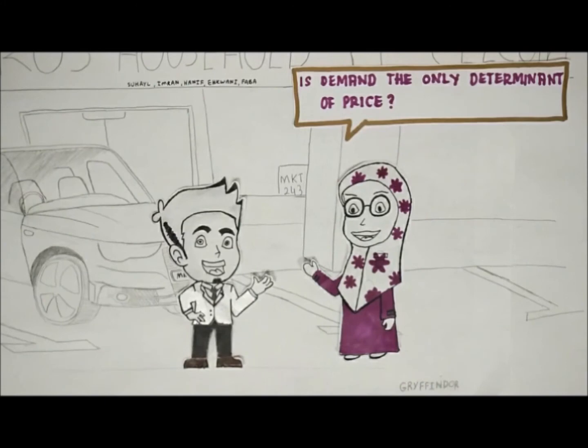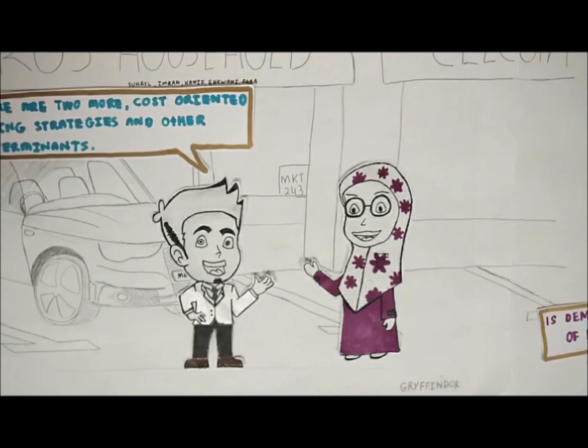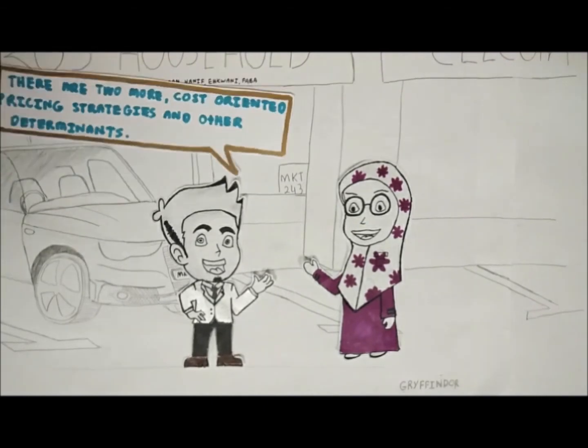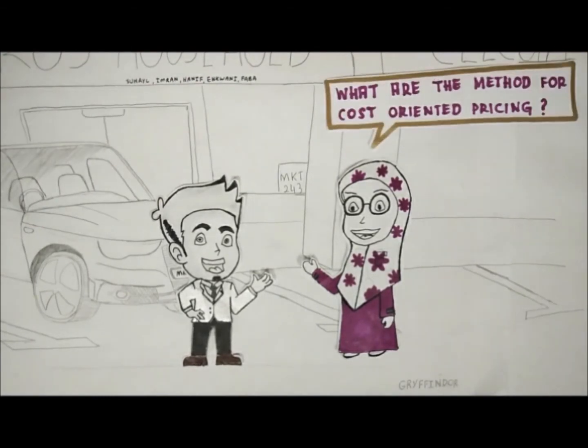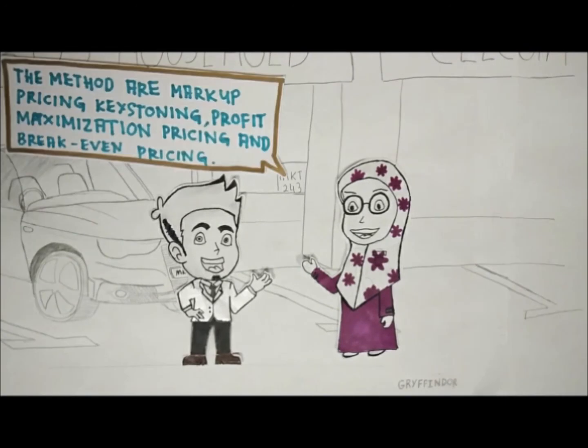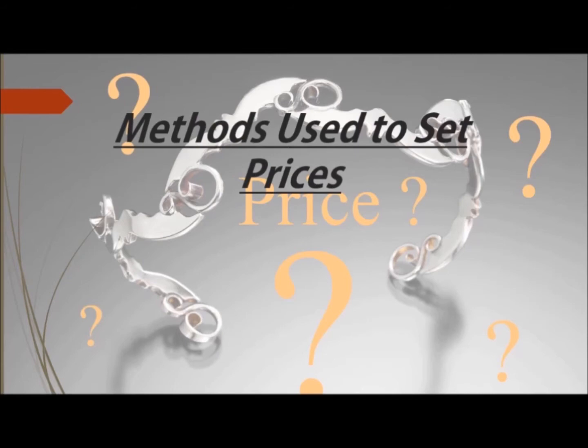Is demand the only determinant of price? Is there any other determinants? There are two more: cost-oriented pricing strategies and other determinants. There are two types of costs: variable costs and fixed costs. What are the methods for cost-oriented pricing? The methods are markup pricing, keystoning, profit maximization pricing, and break-even pricing. It's used to set prices.